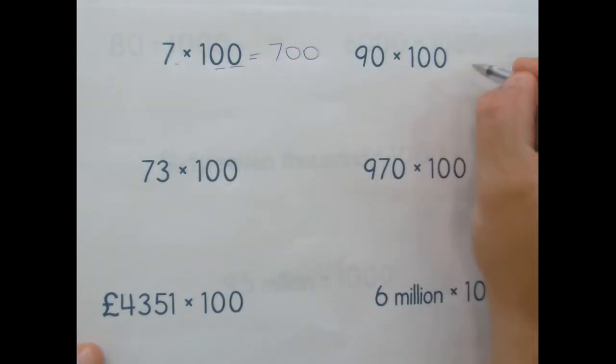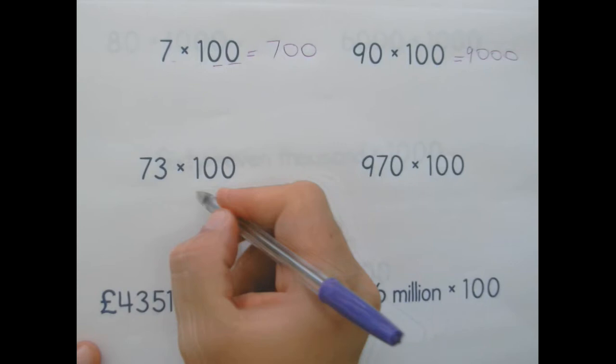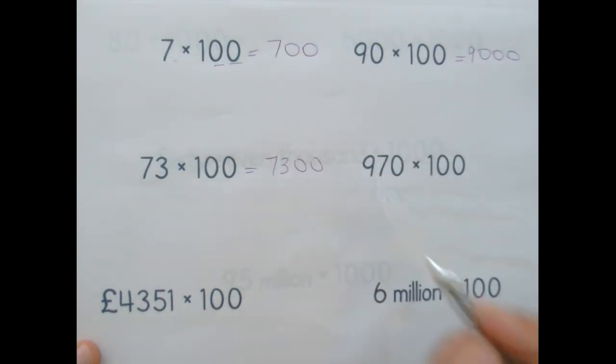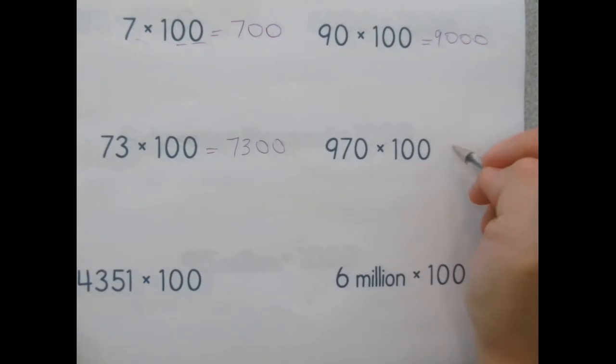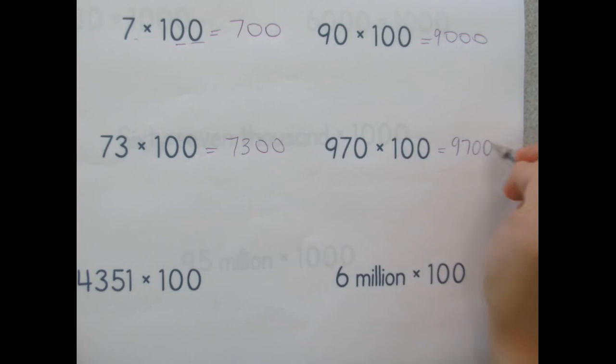Same here, we've got 90 times 100. Well, we add 2 zeros onto 90. We get 9,000. Here, add 2 zeros on. We get 7,300. Here then, 970 times 100, well, you can just add 2 zeros on. Now there's already 970 there, add 2 zeros onto that, you get that there, and that would be 97,000.